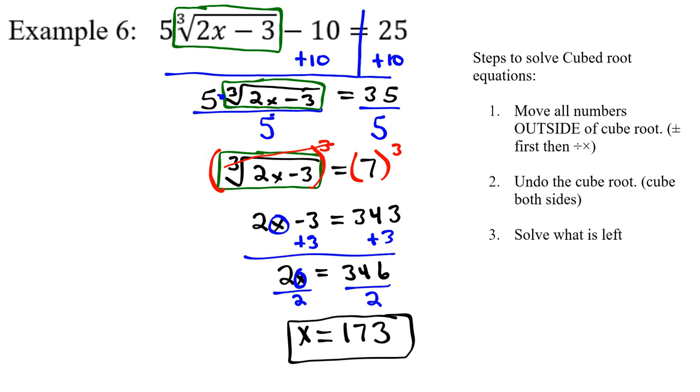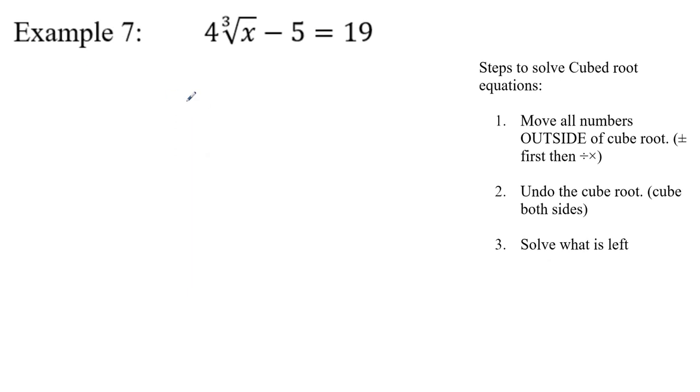Moving on. Number 7. I'll do one more, and then we're going to have you practice some more. So let's again isolate the cube root here. We'll add 5 to both sides. If you are good, go ahead and pause it, and then you can just fast forward to my answer. We have 4 times the cube root of x is equal to 24.